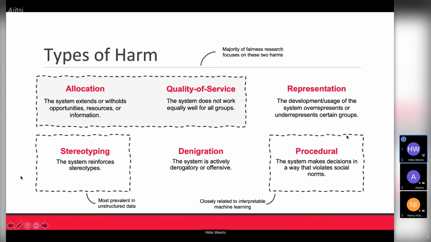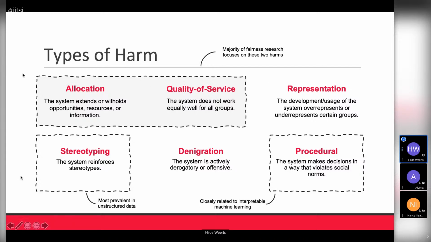And the final type of harm that we can distinguish is procedural harm. And this is where a system makes decisions in a way that may violate social norms. So, for example, if we make decisions on who we should hire or not, maybe we feel like you shouldn't be penalized for being older, for example, in a particular model. So then, if the model would use age in a monotonic fashion, for example, you would violate that social norm. This is also closely related to interpretable machine learning.